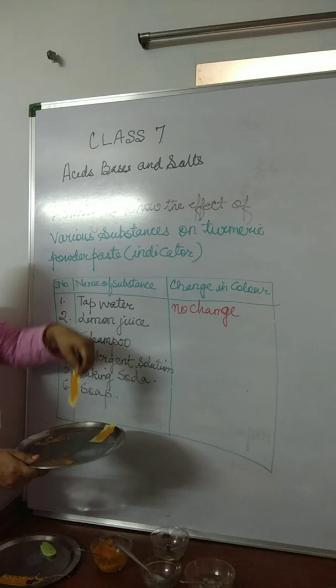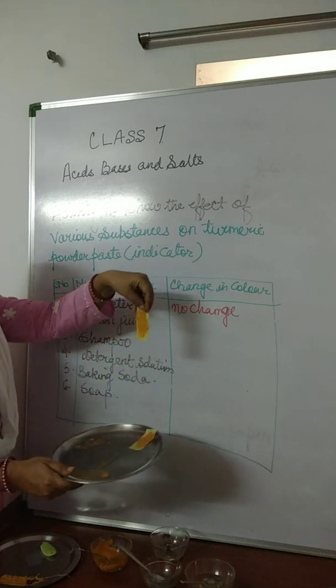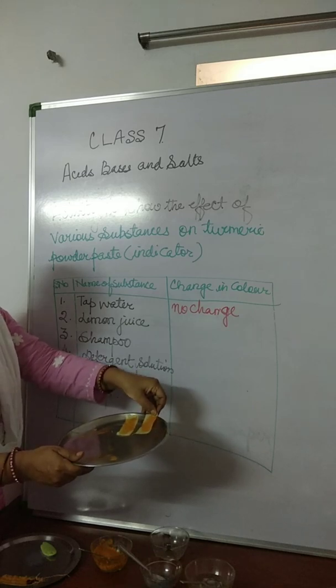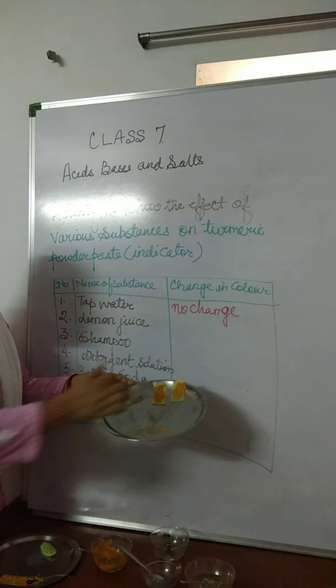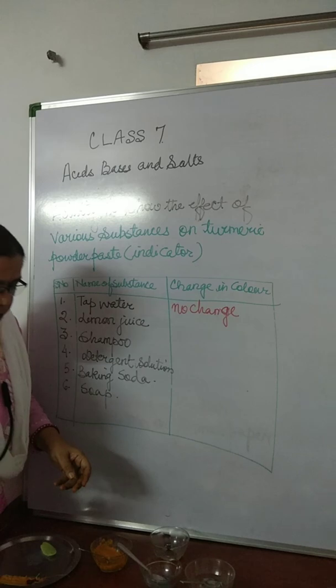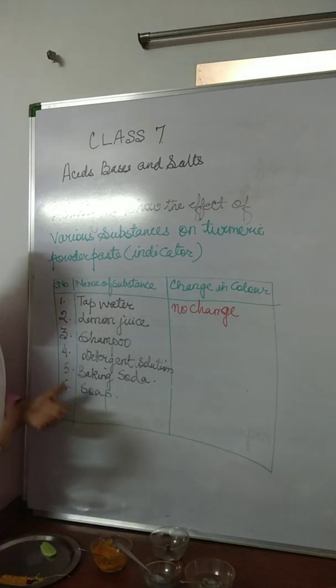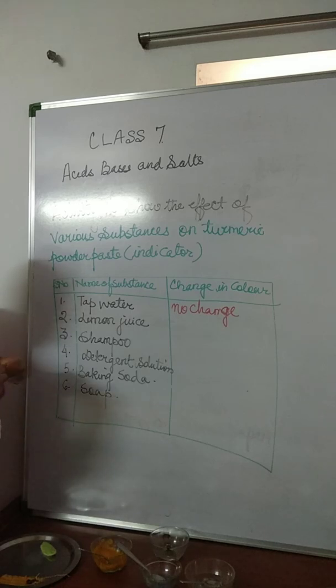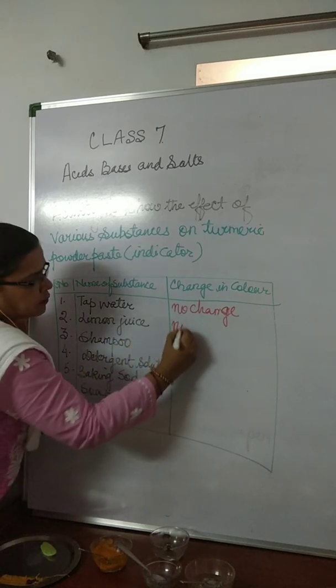Lemon juice, as you know, is sour in taste and is an acid. It has got no effect. We are going to start keeping these strips separately. We will also label it, but as I know it, I am going to place them one by one. So lemon juice, there is again no change.